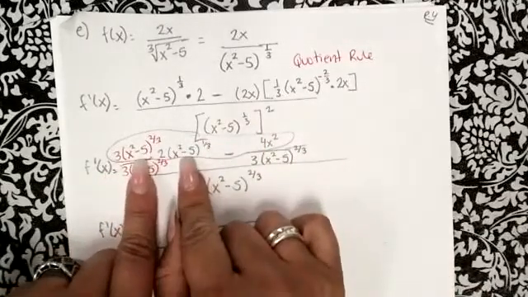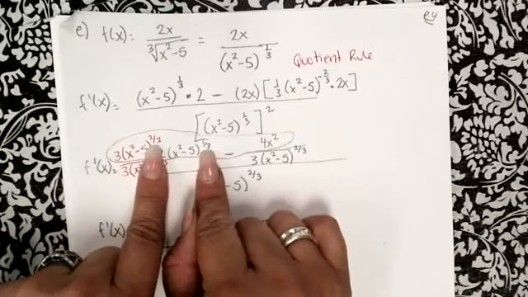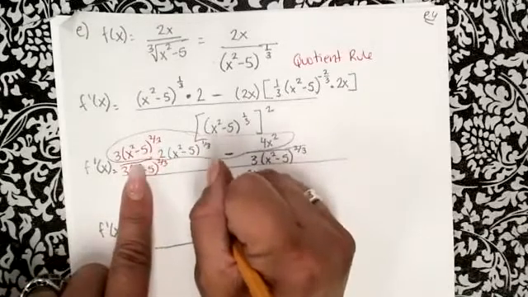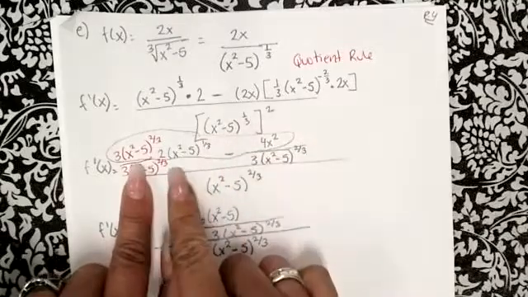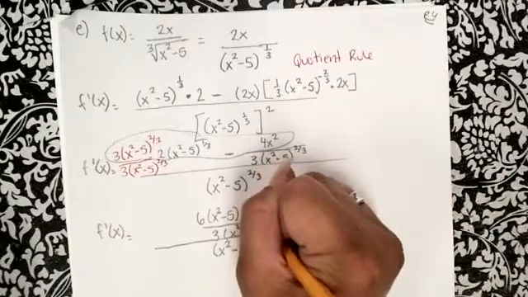And then right here, these are the same bases, x squared minus 5, x squared minus 5. So I have to add the exponents, and 2/3 plus 1/3 is going to be a 1. So you're technically left with just x squared minus 5 raised to the 1 power minus 4x squared.